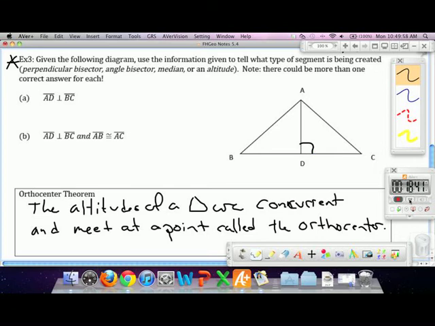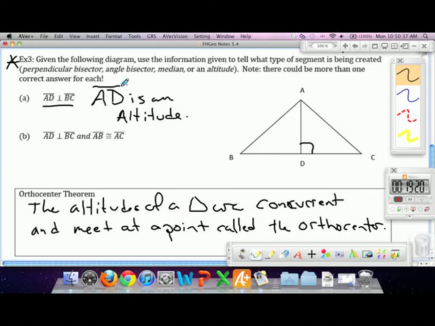How about an angle bisector? Can we claim this is an angle bisector? No, not really. We don't know anything about the angles. Is it a median? Well, it can't be a median. We already said that we don't know that this is the midpoint, so it can't possibly be a median. Is it an altitude? Yeah, it certainly is. It goes from vertex to opposite side at a right angle. Just knowing this, all we know is that AD is an altitude. Unfortunately, that's the only thing we can claim.